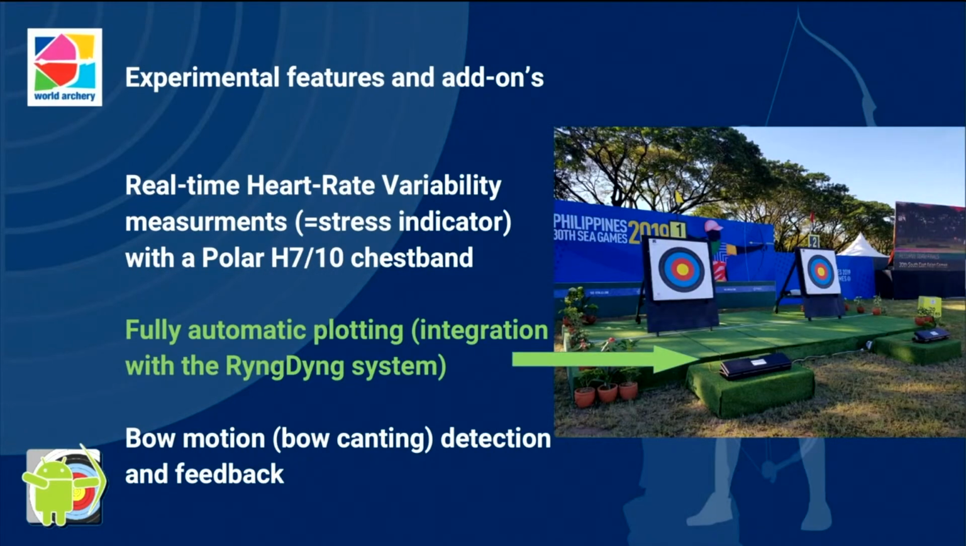And there's also a commercially available device for this. It's called Ringding. Ringding is not an Artemis development, but it's a very cool development which automatically plots the arrows on many different target faces, and it integrates with Artemis. So if you're using Ringding and you're using Artemis, you don't have to plot your arrows anymore, and they are automatically sent to the Artemis system as well.